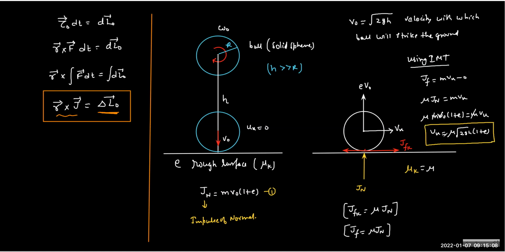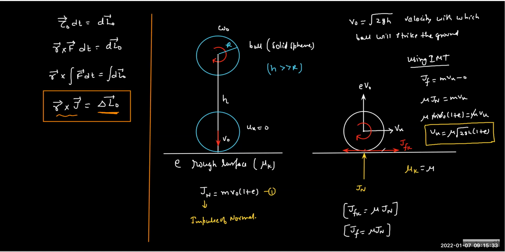So you can see that the ball will now have a horizontal component of velocity. And the ball was spinning clockwise. If you remember, it's an old story, but I hope you remember. The ball was moving clockwise, right? Yes, sir.